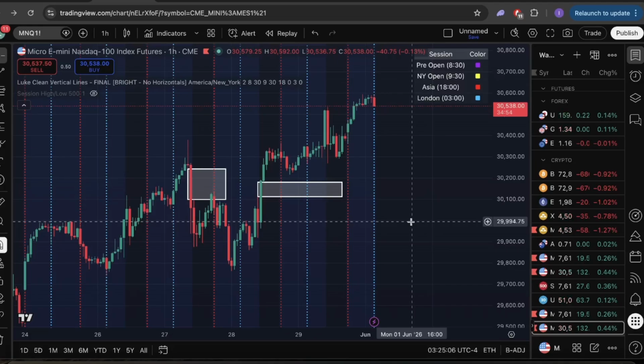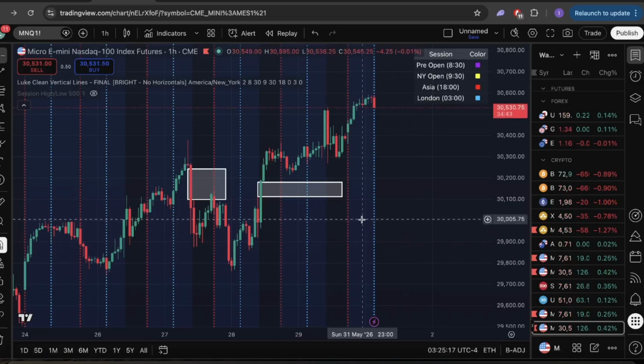Today we're going to be quickly running through fair value gaps, how I mark them out, how I use them in my trading, and the difference between a respected fair value gap and an inversed fair value gap. So with that being said, let's get into it.